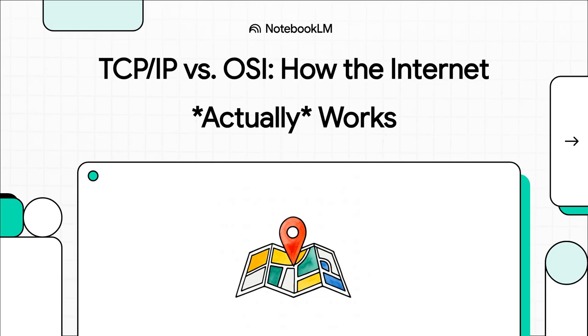Have you ever really stopped to think about what's happening when you click on a link or send an email? I mean, under the hood, there's this hidden set of rules that's basically running the entire internet. Today, we're going to pull back that curtain and demystify it all by comparing two big models, the theoretical OSI model and the practical, everyday TCP/IP model that is actually powering your connection right this very second.